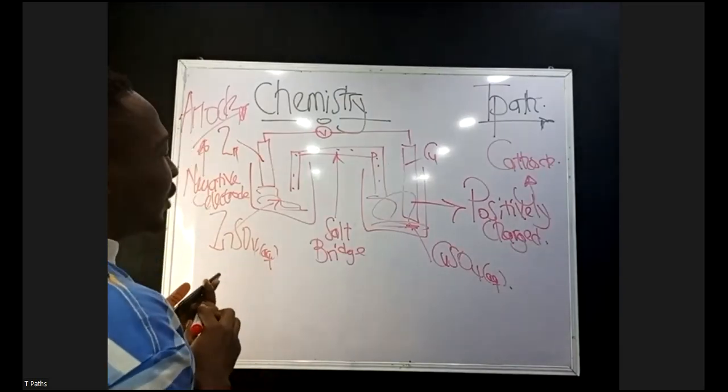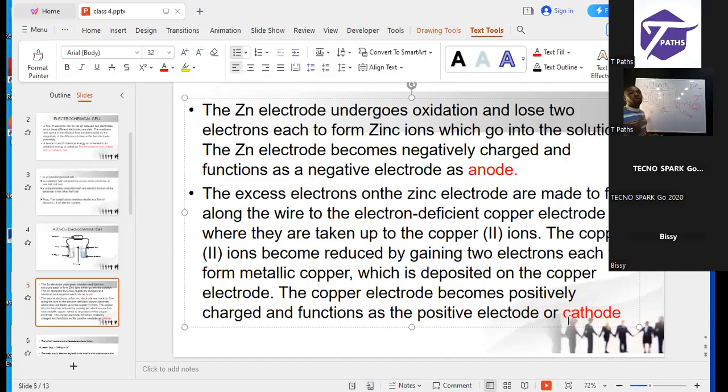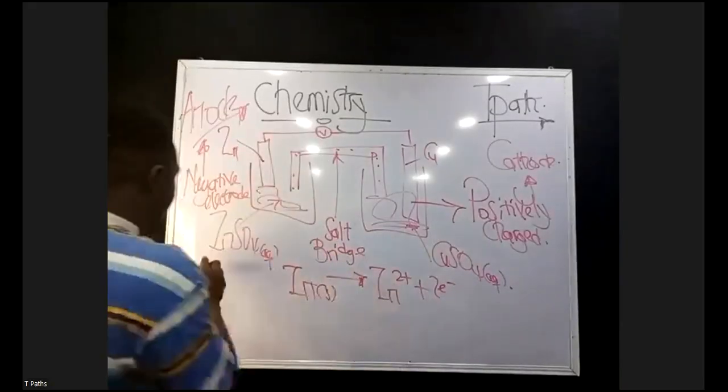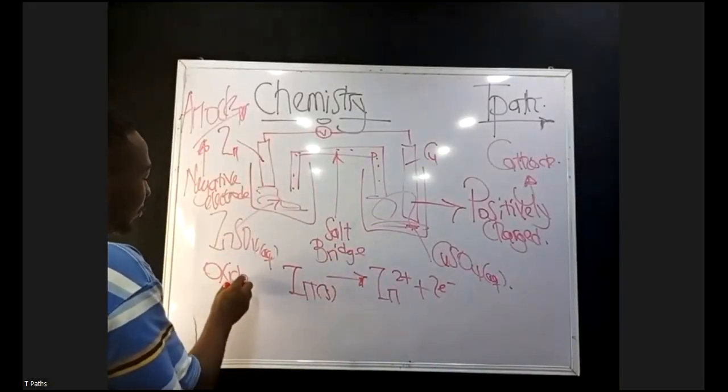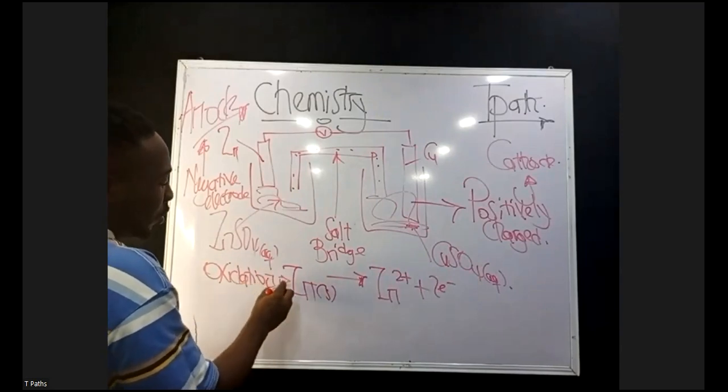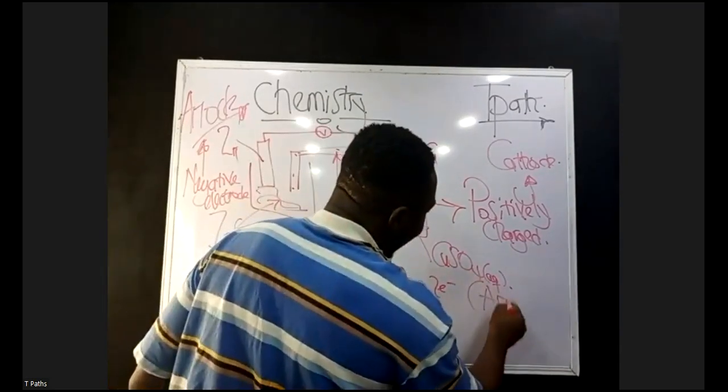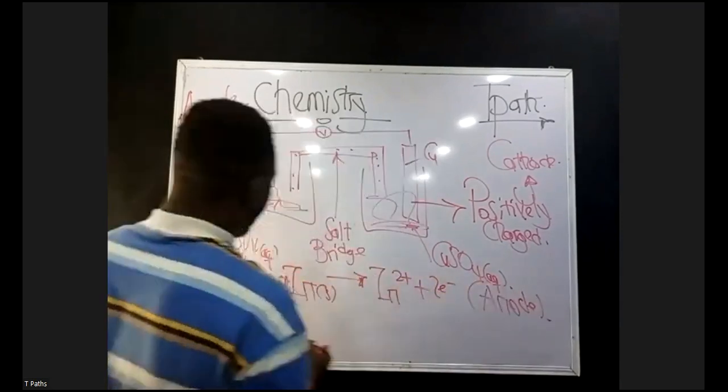So, from what we've said so far, we can create what they call two half-cell reactions. The first one, at the anode, you have zinc solid giving us Zn2+ plus 2 electrons. This is what? Oxidation. It occurs at the what? The anode.